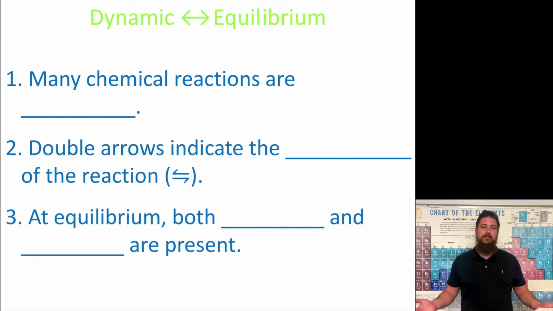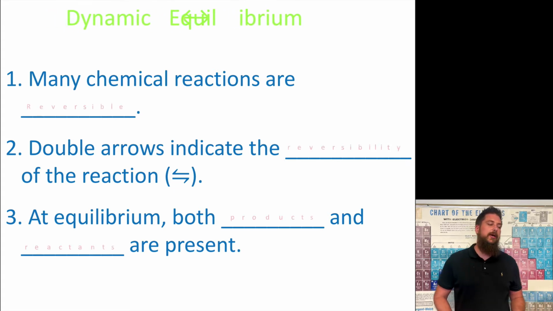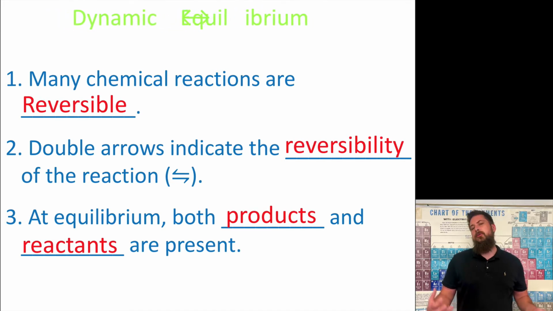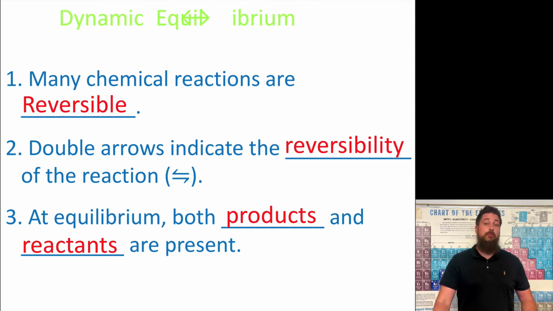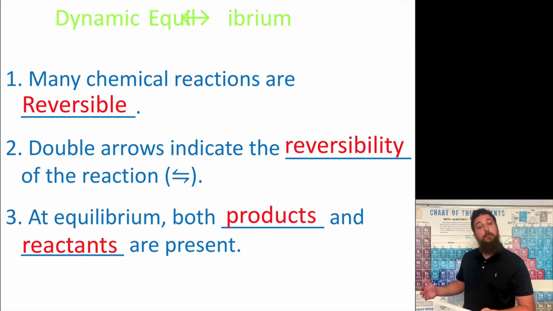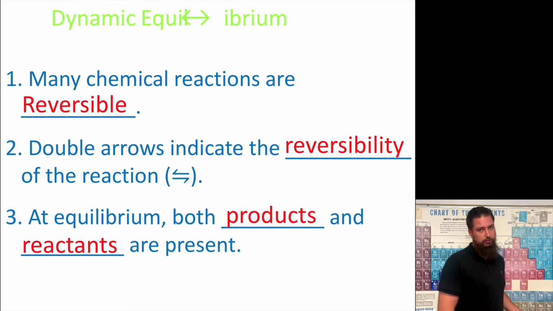All right, let's go ahead and talk about dynamic equilibrium. To understand dynamic equilibrium, we first need to understand that many chemical reactions are reversible. In other words, if we have two reactants and the reactants start to react, as they turn into products, the products then start to react with each other to turn back into reactants.